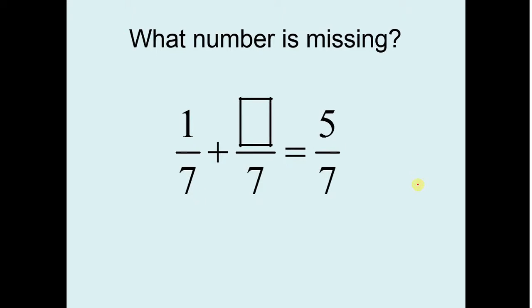If I have 1/7 plus blank sevenths equals 5/7, well, you're probably saying, that's 4/7, right? We should have a 4 there. So that's how we're going to want to think this through. We're going to want to get a denominator the exact same, and then we can just deal with the numerators.